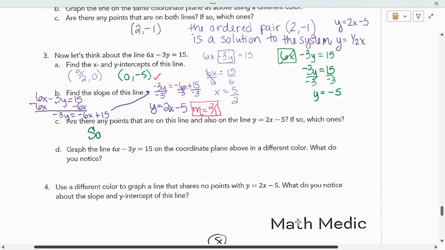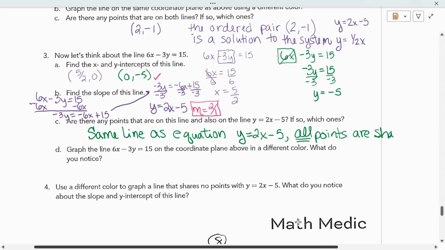So this is the same line as the equation y equals 2x minus 5. So all of the points are shared, right? If the two lines lay on top of each other, then they share all of the same points. All of the same points. Does that make sense? Okay.